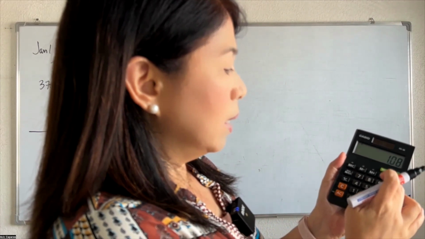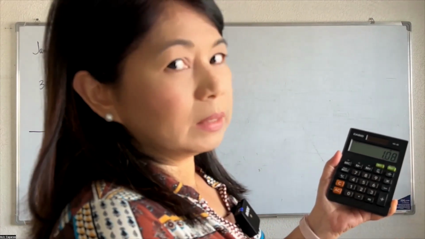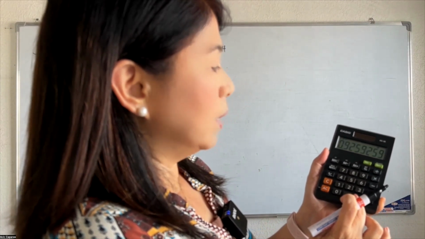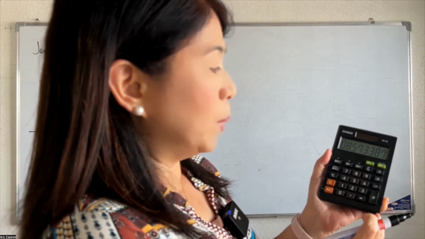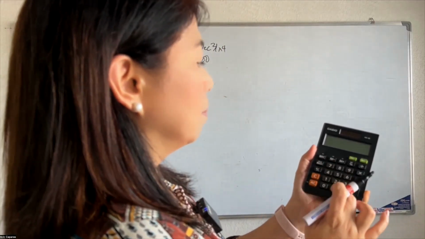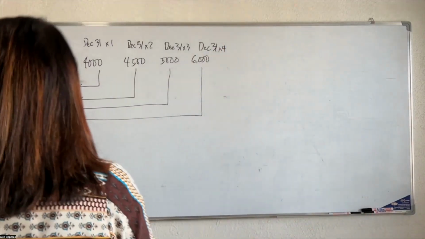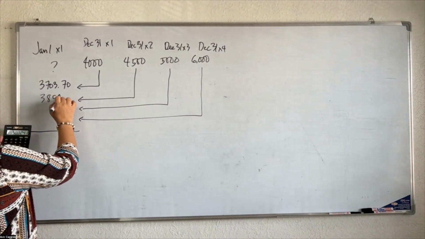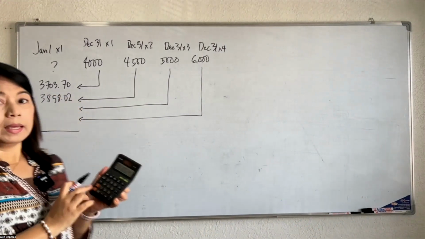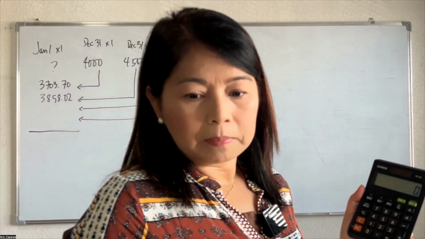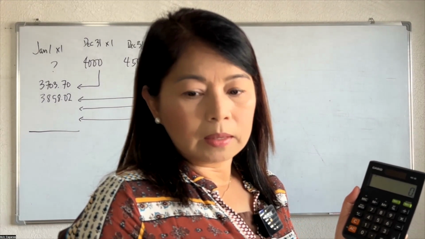I press division twice, equals. This is the first year, we're done. Second year, 0.857 times 45,000 is 38,580.2. And then now, is that 5,000? Okay.